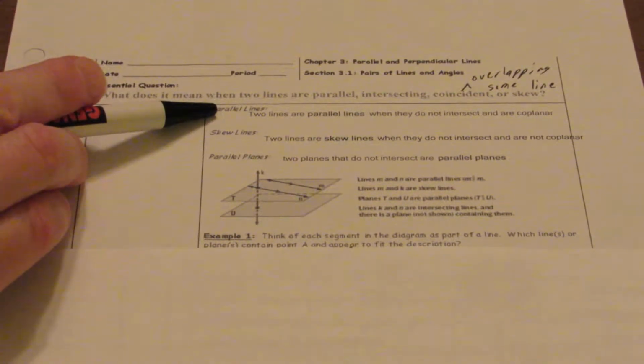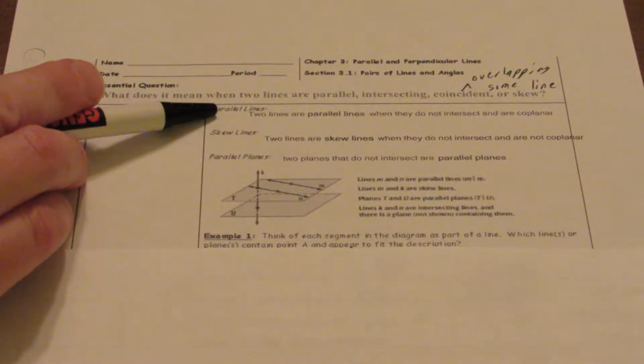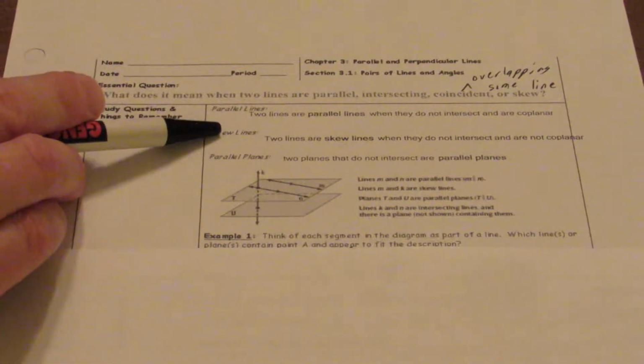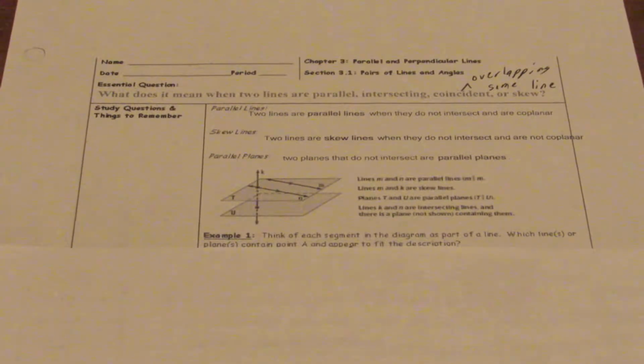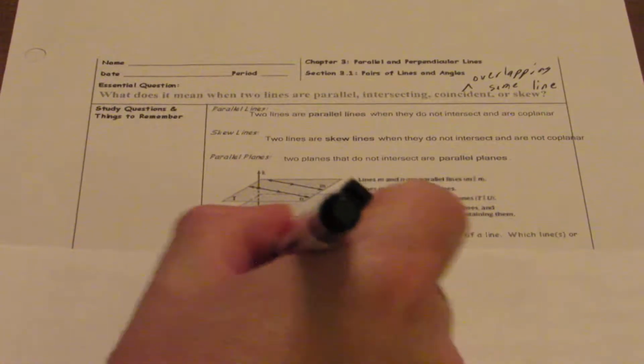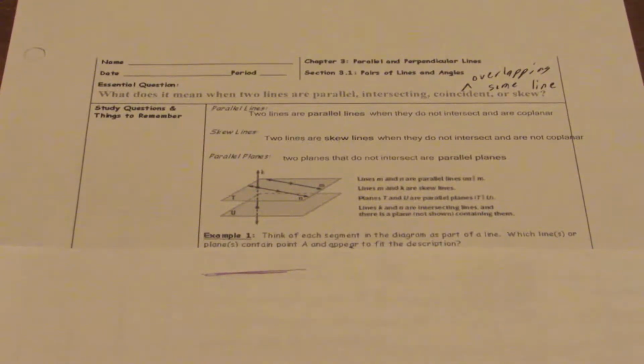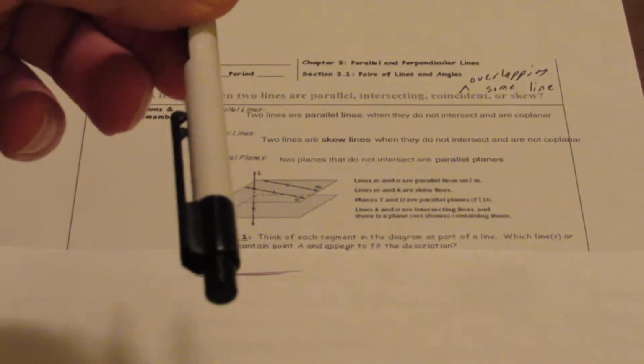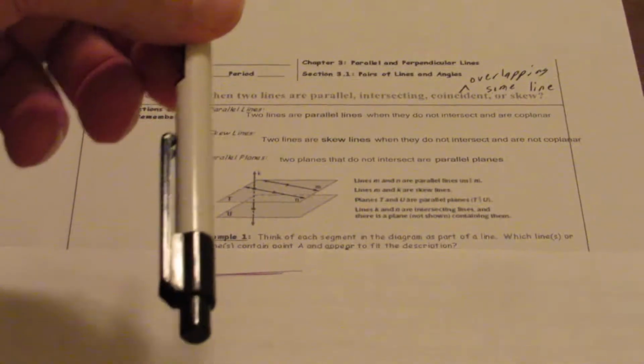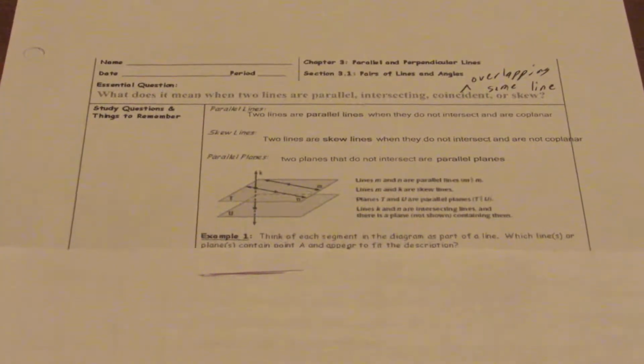Parallel lines. Two lines are parallel when they do not intersect and are coplanar, so they're in the same plane. Skew lines are two lines that do not intersect but are not coplanar. So parallel is familiar to most people. Skew is not. If we have a line here on the paper, and then I have the pen here that's above the paper, it's going in a different direction. There's no way I could connect that with a plane. Those lines are called skew because they have no real relationship, whereas parallel, there's relationships that we can deal with.